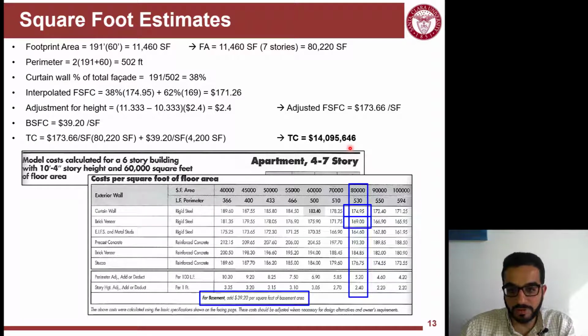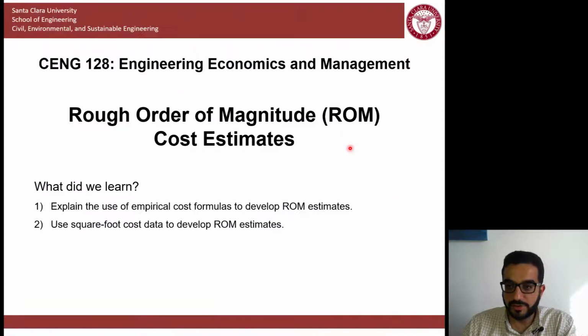Now, if you like the design and the owner likes the budget, you move on and detail the design. Rough order of magnitude estimates are not reliable enough at that point, because now you should have design information to build a more reliable, more accurate estimate. We'll see that in the next parts when we cover assembly-based estimates and work-based estimates. So in this part, we covered rough order of magnitude estimates, which can be done by empirical formulas or square foot estimates.